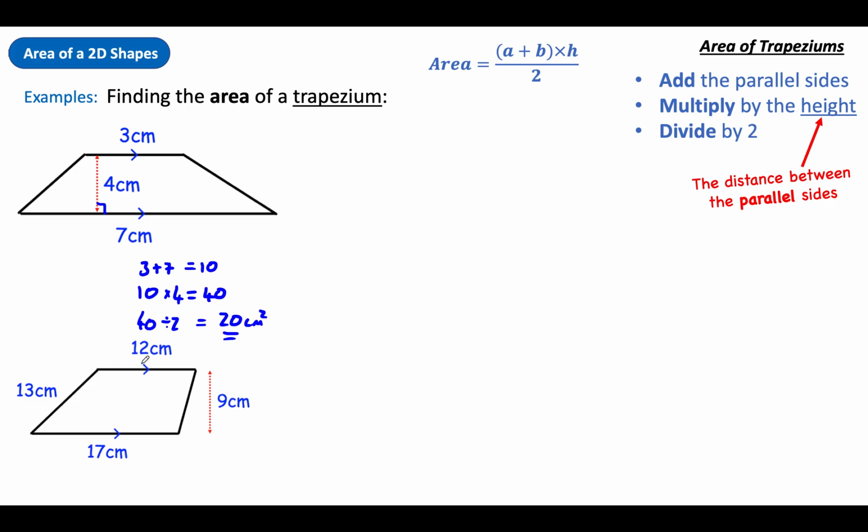Now my parallel sides are here. 12 and 17, not 13. That's the slopey side. So 12 plus 17 equals 29. I then times that by the height. You can use a calculator for this. The height here is 9. That's the distance between them. Like you can see that. If I carried on a little dotted line, see that's the distance between those two sides. I'm going to use a calculator for that.